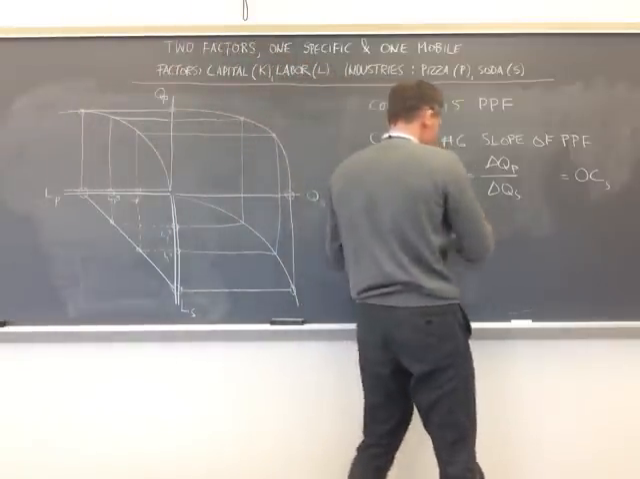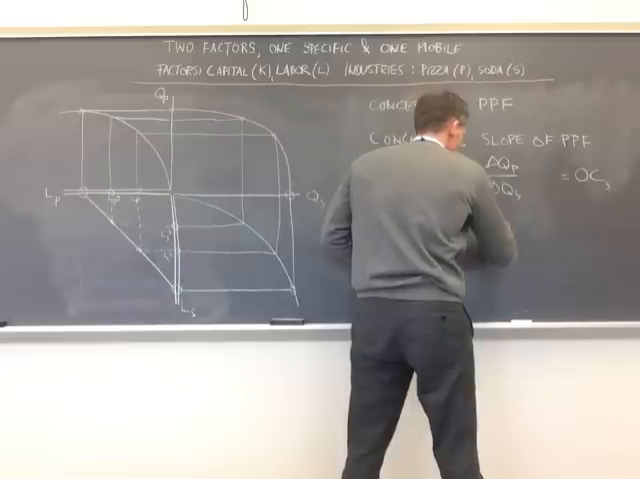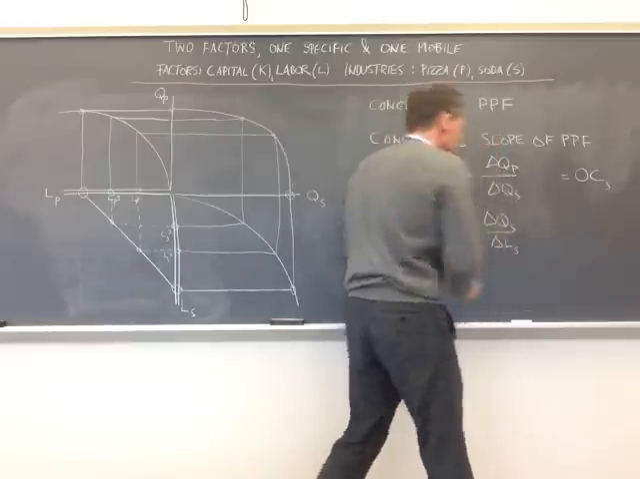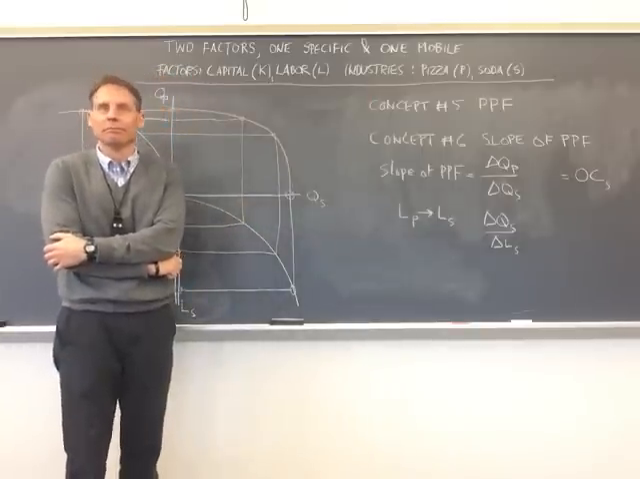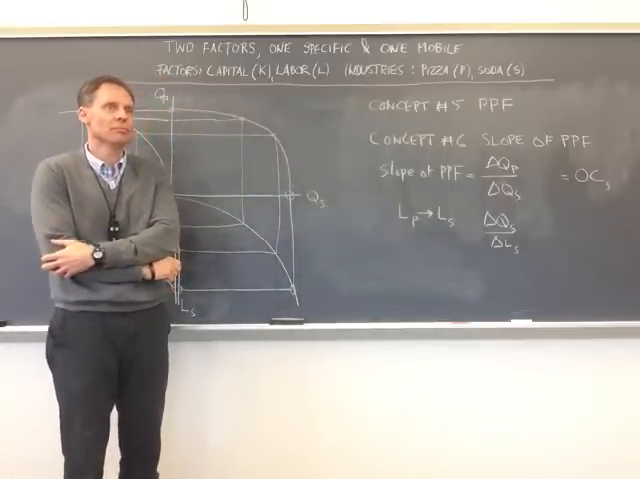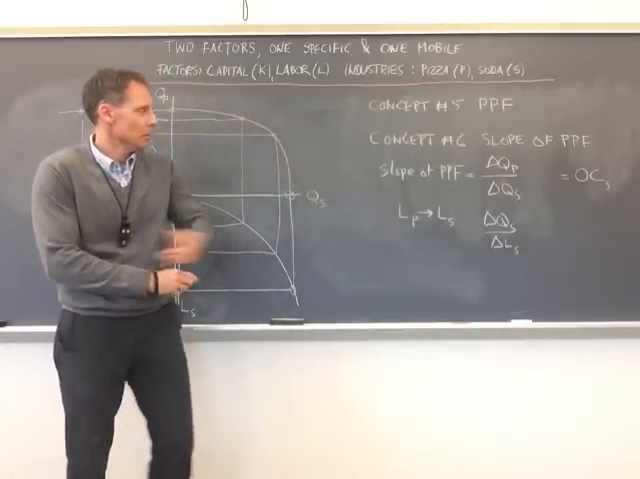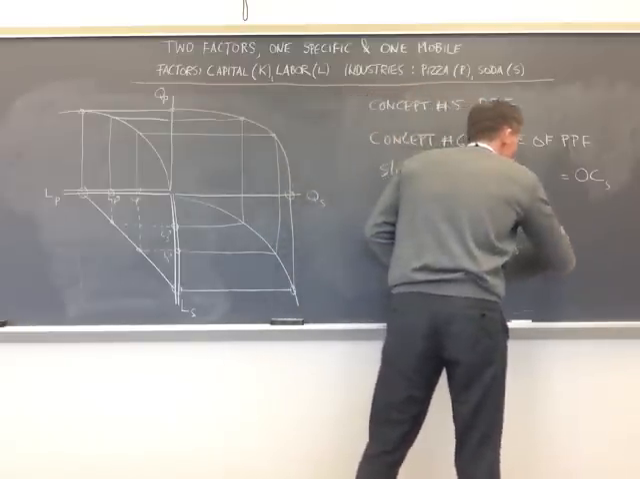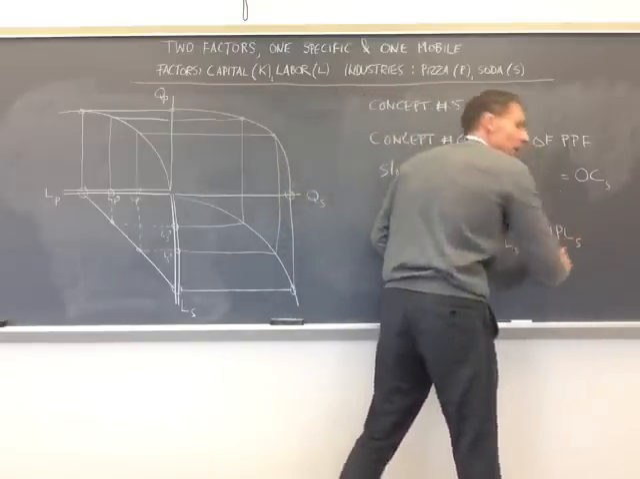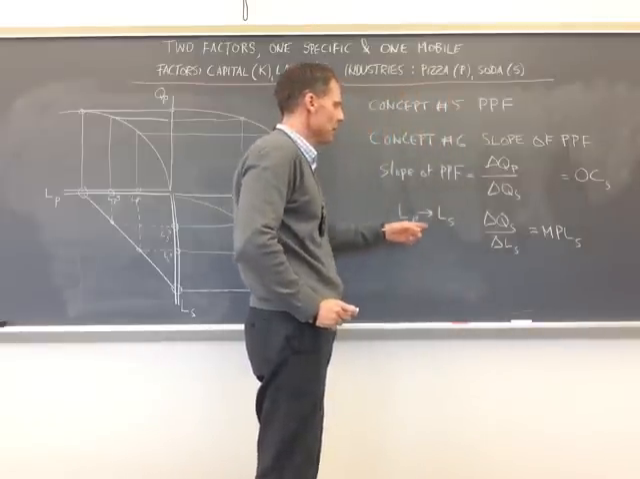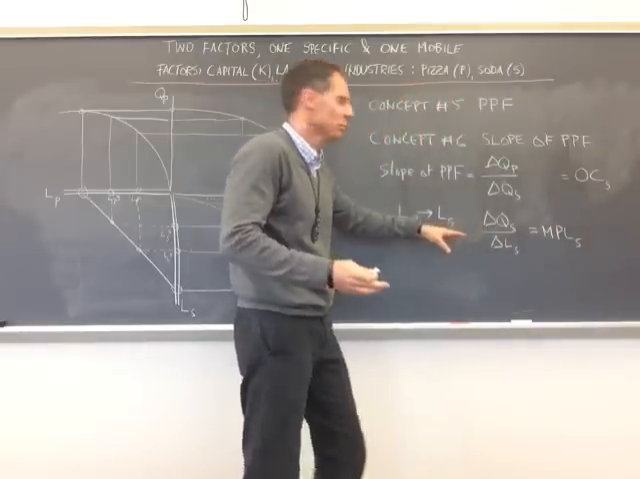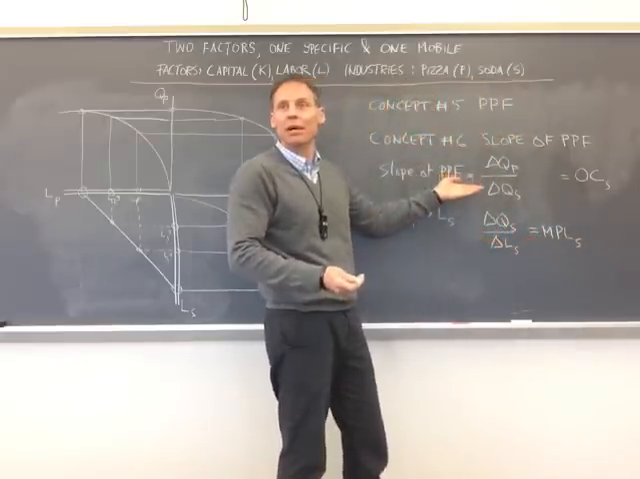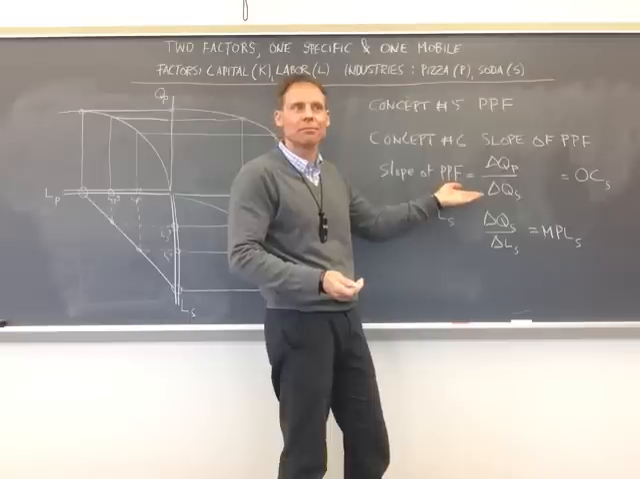As we add more S workers, there's going to be a change in the output of the S industry. But we know what this is equal to. The change in output when you change labor, that's the marginal product of labor in the S industry. Is that going to increase or decrease? Well, the marginal product of labor is going to be a positive number, so there's going to be an increase in output in this industry.